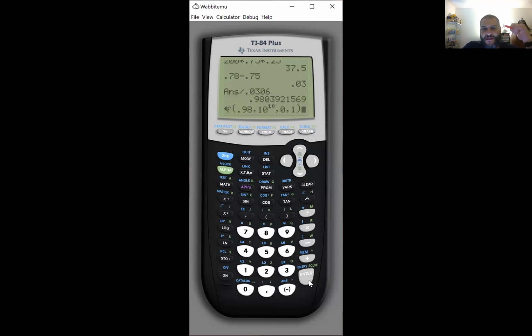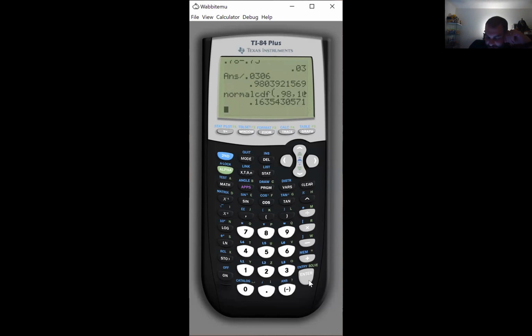So we go calculate, and that's our answer. We get 0.1635. Cool. And that's how you find the probability for a distribution that you're doing proportional data set for. All right. Any question for that first problem?